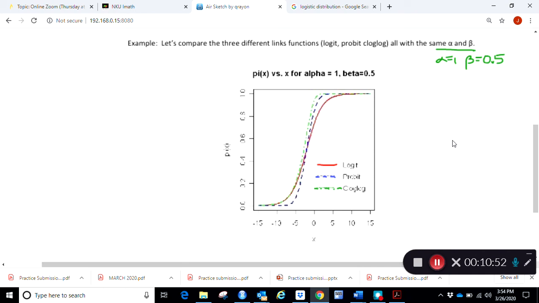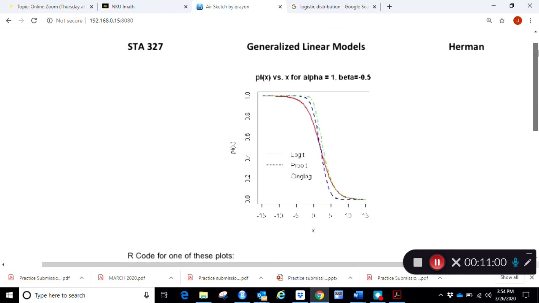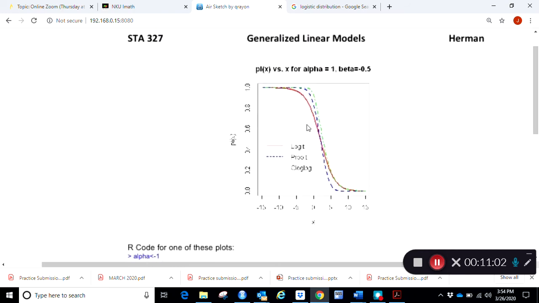But then just for comparison, I want to be able to have both a positive and a negative trend. So let's look at them on the other side here. Same colors represent the same link functions. All I've done now is change my beta to be a negative 0.5. Remember, beta is like our slope parameter telling me how the probability of success changes as x gets bigger. So we are still able to model that negative relationship as well.